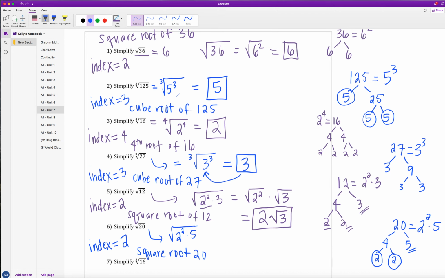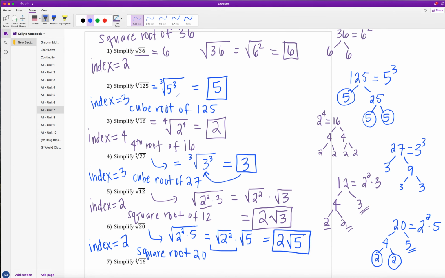Okay, let's finish checking example 6. So once we did our factor tree, we were able to break 20 apart into 2 squared times 5. The 2 squared is a perfect square, so I can rewrite this as the square root of 2 squared times the square root of 5. From here, the square root of 2 squared will simplify down to be 2, since the square root and the square cancel. And then the square root of 5 is unfortunately stuck. It's as simplified as it can be, so I end up with 2 times the square root of 5 as my final answer.